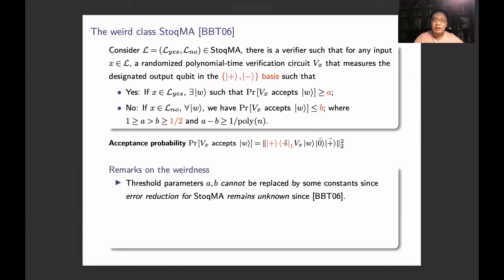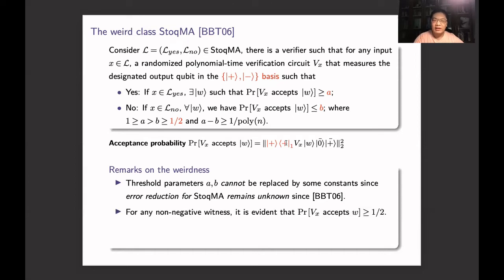We have a few remarks on StoqMA. First, threshold parameters A and B cannot be replaced by some constants since error reduction for StoqMA remains unknown. If we just do the parallel repetition for StoqMA, then for each copy of the verifier, we need to measure the output qubit in the plus basis. But in the definition, we can only do this kind of measurement once. So it's not surely true.